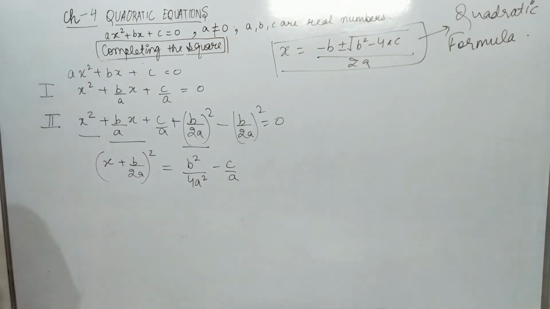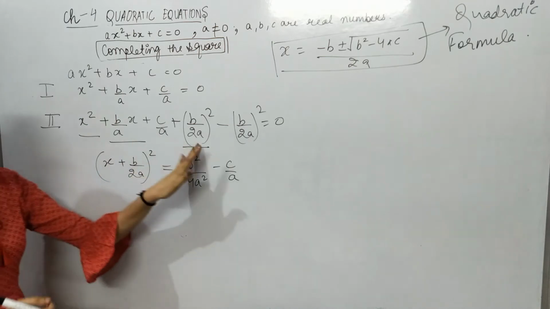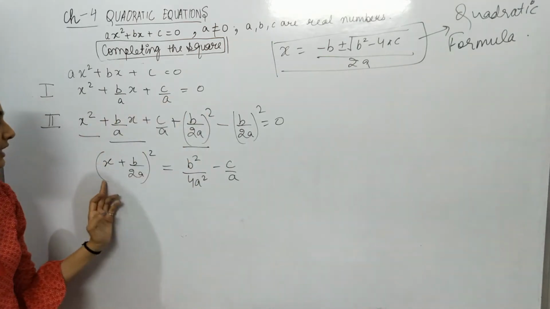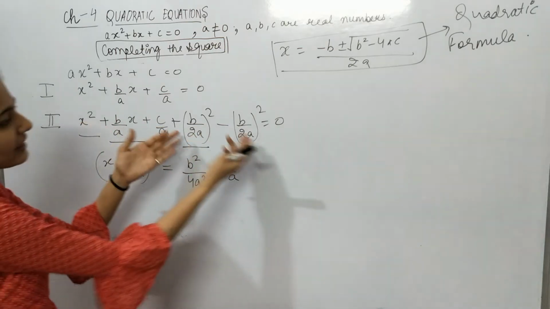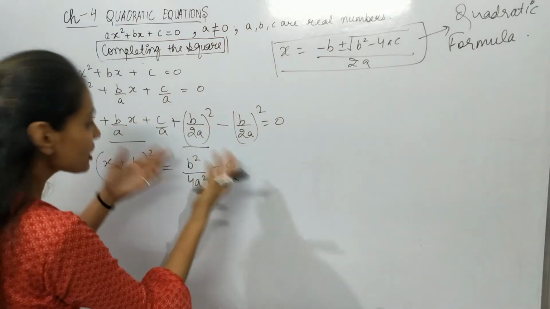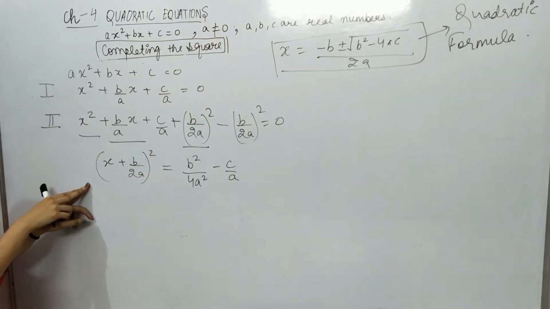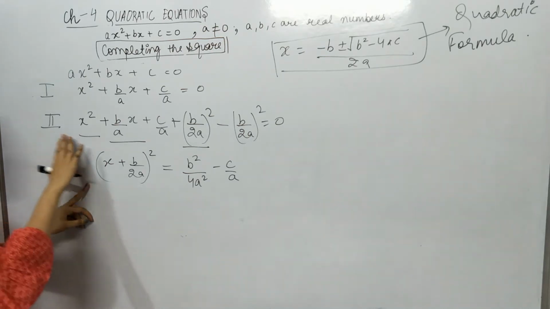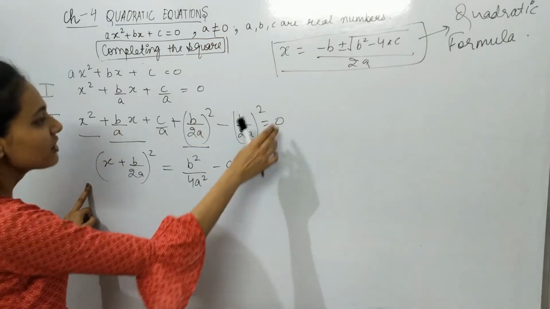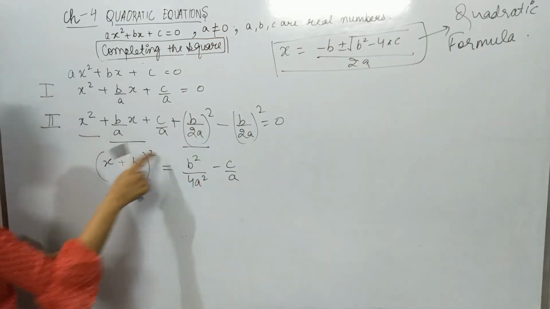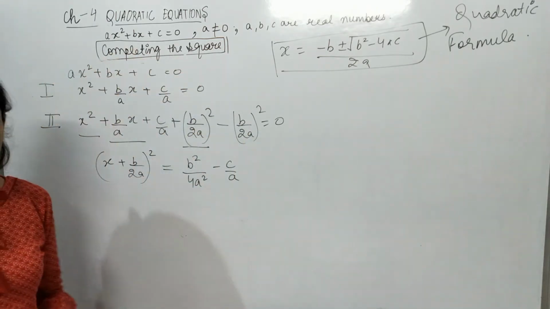Is it so? These three terms together will make x plus b upon 2a whole square. The adding and subtracting here we are doing just to make the whole square. Okay, it does not affect our equation. Adding and subtracting does not affect our equation. The equation is the same, we are just doing this step to make the whole square. The method is completing the square.